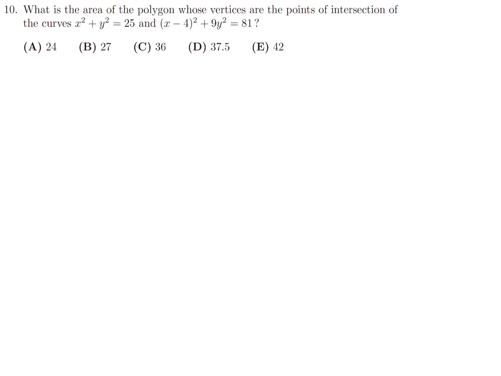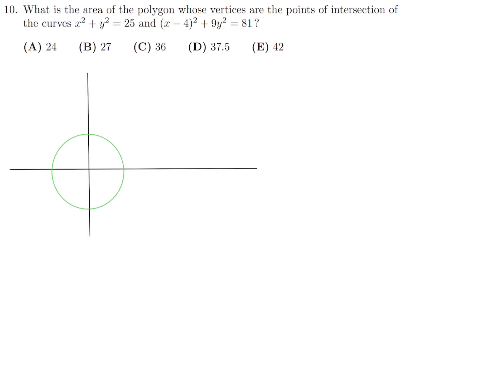What is the area of the polygon whose vertices are the points of intersection of the curves x squared plus y squared is 25 and x minus 4 squared plus 9y squared is 81? So first of all, what are these equations? Well, the first one I can see is a circle of radius 5. So that one is something like this, right?